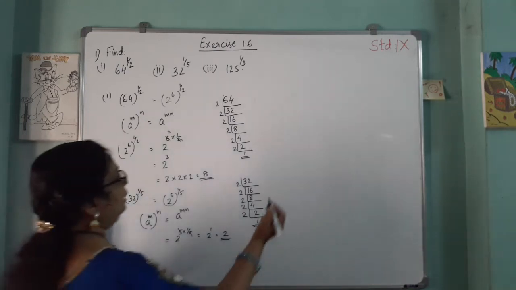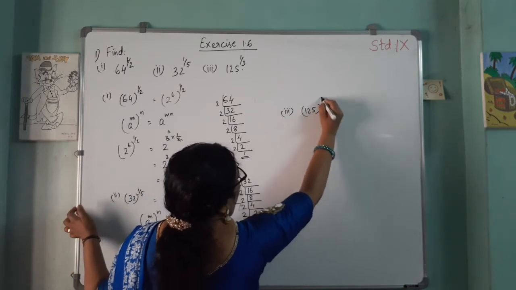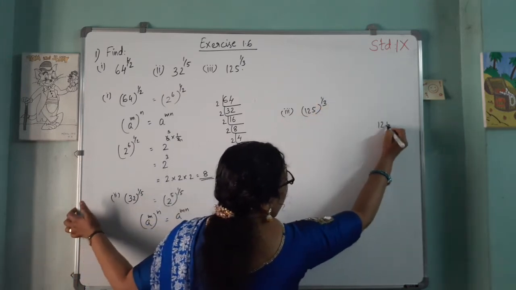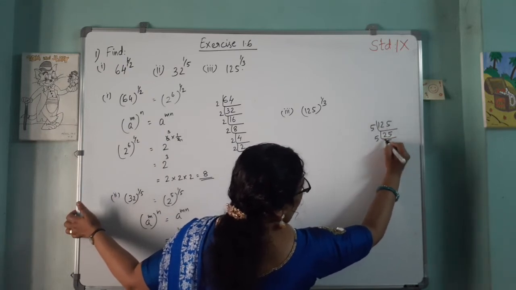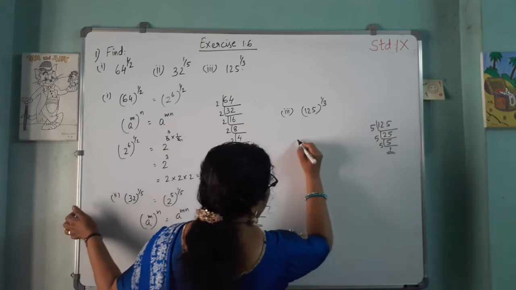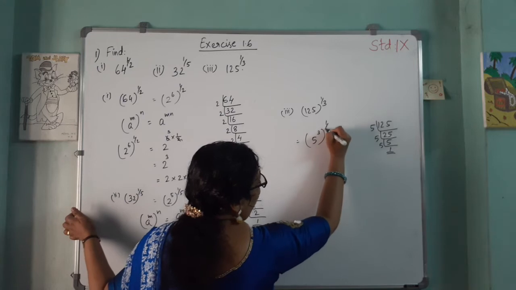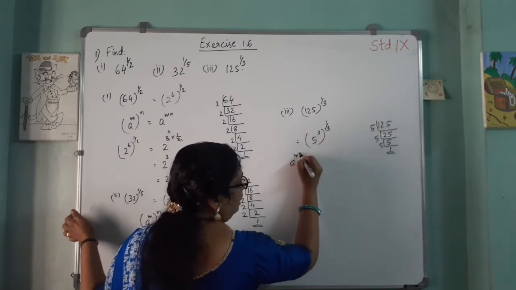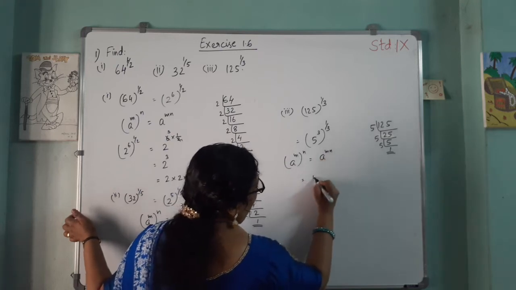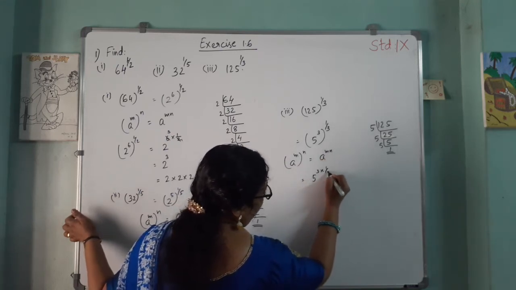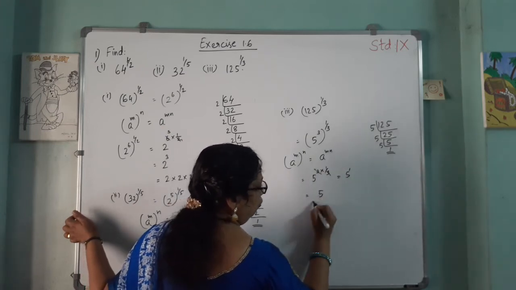Okay. Then third question, 125 raised to 1 by 3. 125 we can factorize: 5, 25, then 5, 5, 5, 1. That is equal to 5 how many times? 3 times. That is 5 cube, the whole raised to 1 by 3. We know that a raised to m, the whole raised to n is a raised to m into n. That is 5 cube into 1 by 3. This 3 cancels, 5 raised to 1, which is equal to 5.